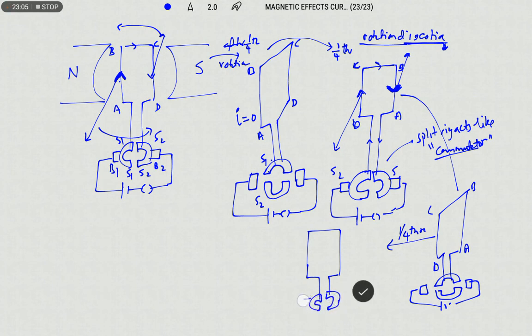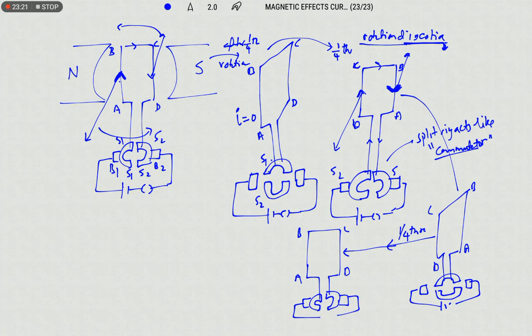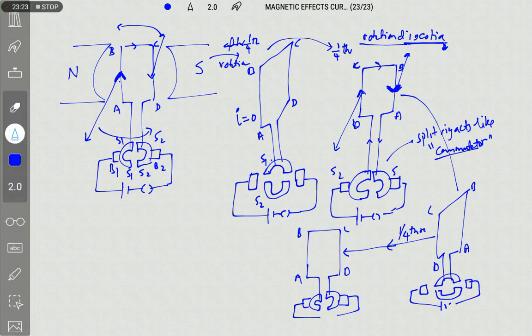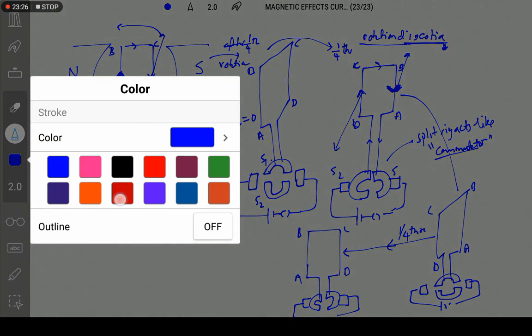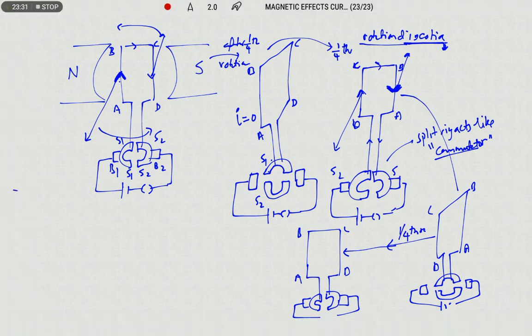So now again the arm AB will come, and CD. So after a complete revolution, again it is going to start its rotation in the magnetic field. So see here, this is the initial orientation. In the initial orientation, due to the force acting on arm AB downwards and arm CD upwards, the coil is rotating due to the turning effect, or due to the torque acting on it.